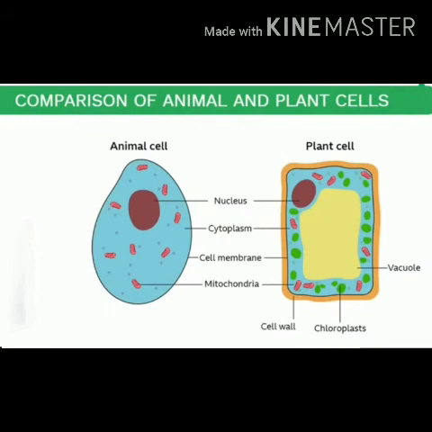So these are the points of differentiation when we compare plant cell and animal cell. I hope the full concept of the chapter is clear to you all.